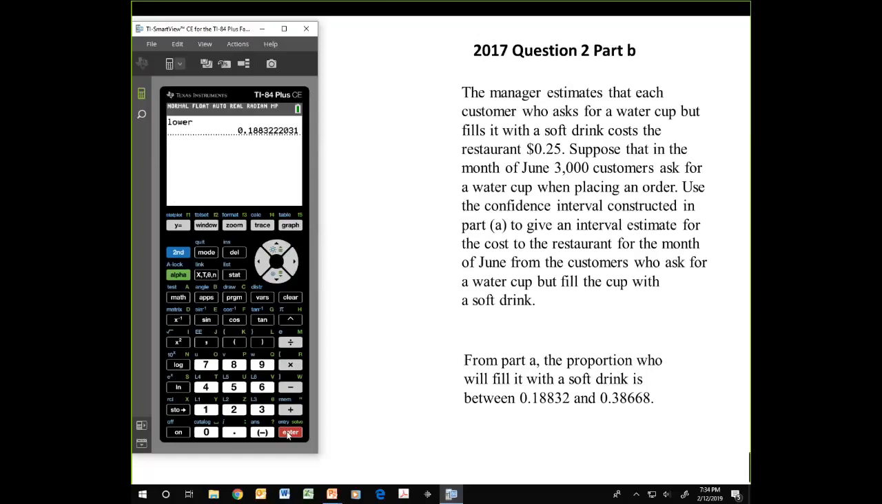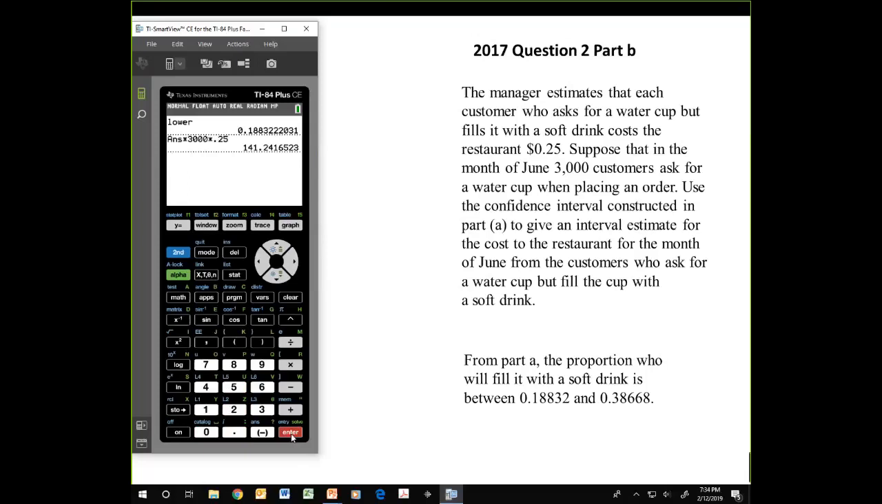So to answer the question, if 18% of 3,000 people use the cup to get a soft drink, and those soft drinks cost the restaurant 25 cents, they would lose, potentially on the low end, about $141.